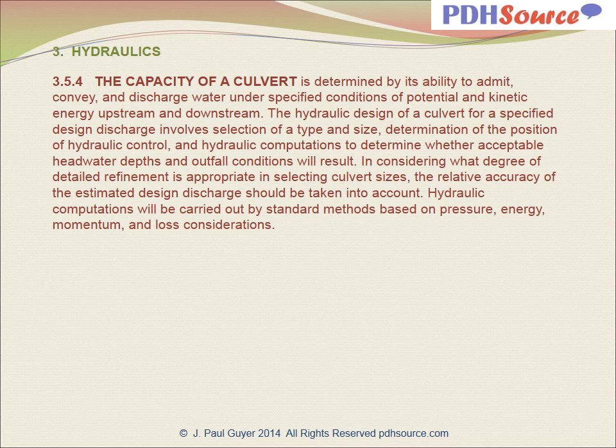The capacity of a culvert is determined by its ability to admit, convey, and discharge water under specific conditions of potential and kinetic energy upstream and downstream. The hydraulic design of a culvert for a specified design discharge involves selection of a type and size, determination of the position of hydraulic control, and hydraulic computations to determine whether acceptable headwater depth and outfall conditions will result. In considering what degree of detailed refinement is appropriate in selecting culvert sizes, the relative accuracy of the estimated design discharge should be taken into account. Hydraulic computations should be carried out by standard methods based on pressure, energy, momentum, and loss considerations.